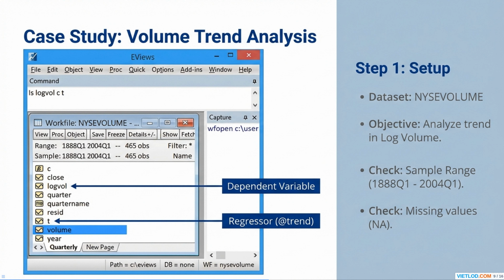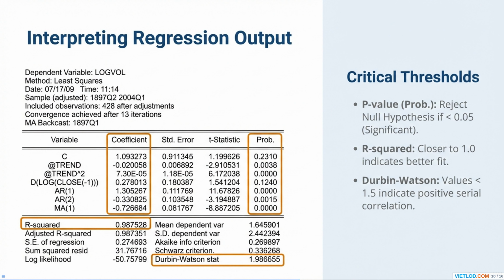A critical first step in any robust econometric analysis is to thoroughly inspect your data. We verify that our sample range covers a substantial period, from the first quarter of 1888 right up to the first quarter of 2004. Furthermore, it's always essential to check for any missing values, often denoted as NA, as these can significantly impact our estimation results if not properly addressed. In EViews, as shown on the left, we identify log vol as our dependent variable and a time trend, represented by T or @trend, as our key regressor for this analysis. With the data now properly set up and inspected, we are ready to proceed to the next stage, running the regression and interpreting the output.